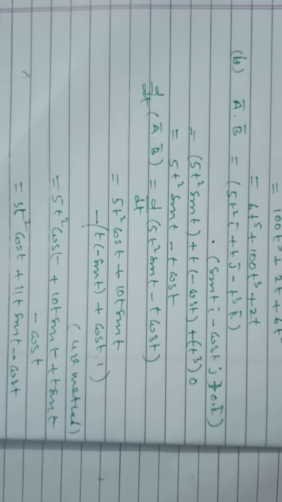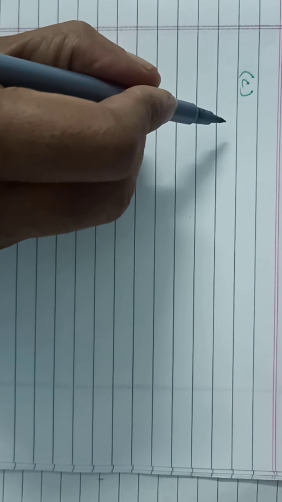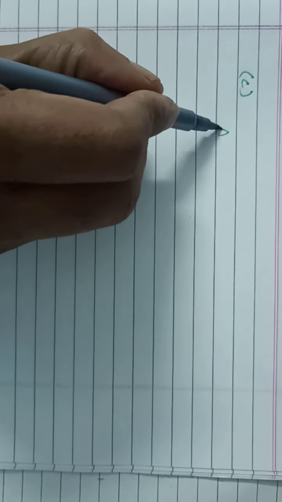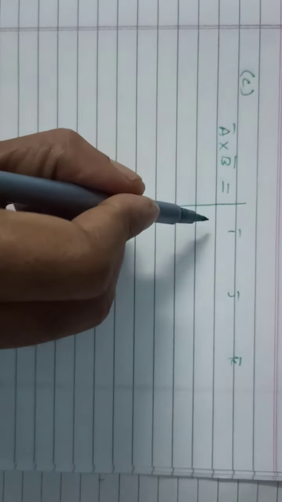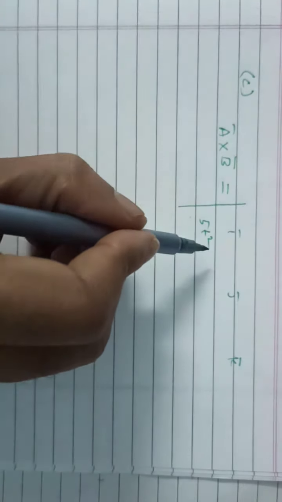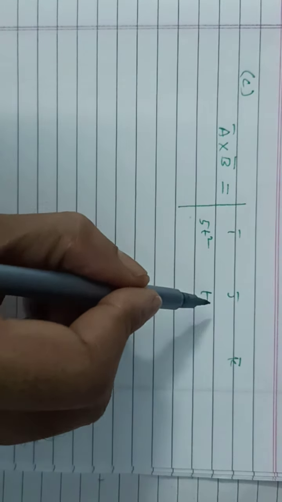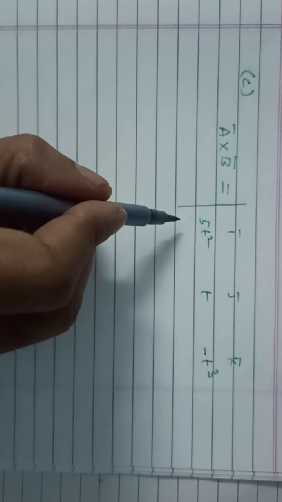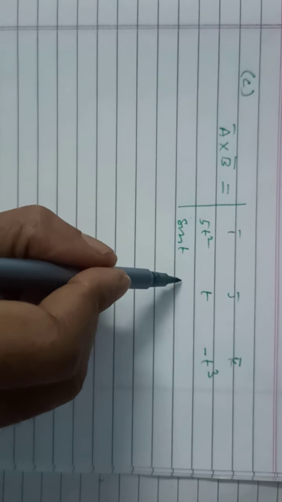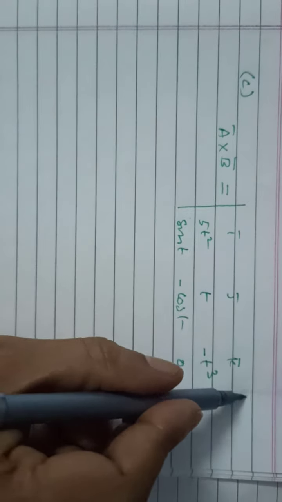This is the B problem. Similarly, the C problem: here the derivative of the cross product of two vectors. First of all, I can find the cross product of a bar and b bar with the help of a determinant: i bar, j bar, k bar. In the second row, a bar has 5t square, j bar coefficient is t, k bar coefficient is minus t cube. In the third row, b bar has i bar coefficient sin t, j bar coefficient minus cos t, k bar coefficient 0.